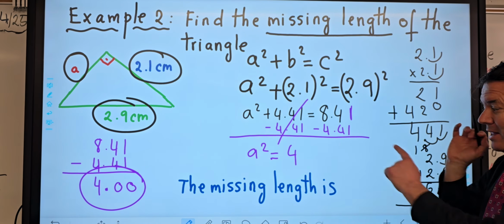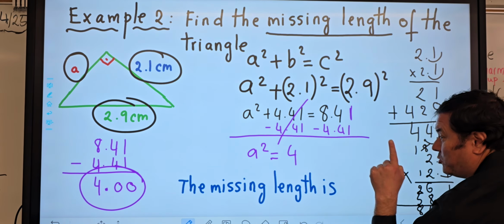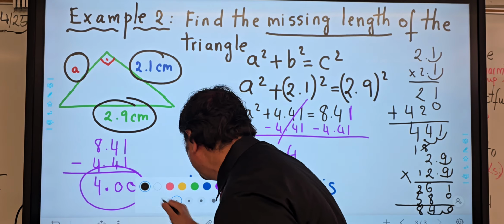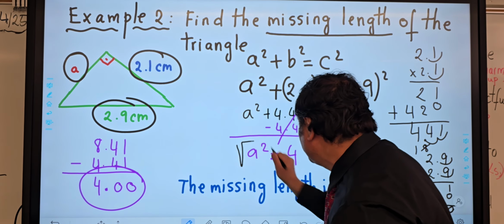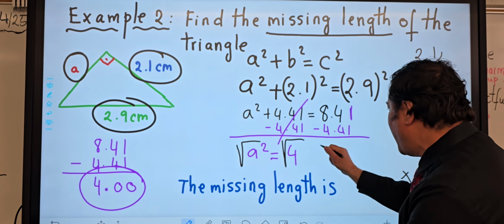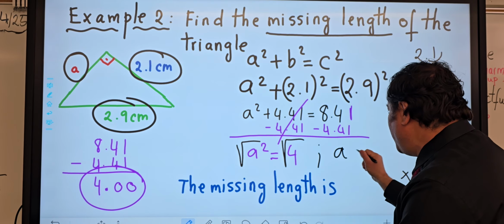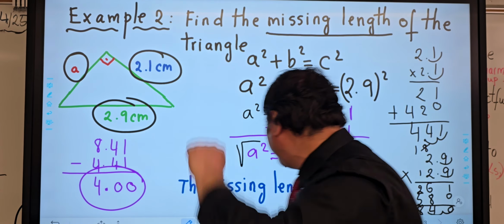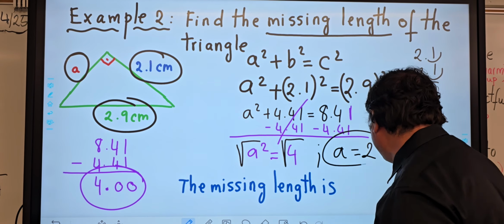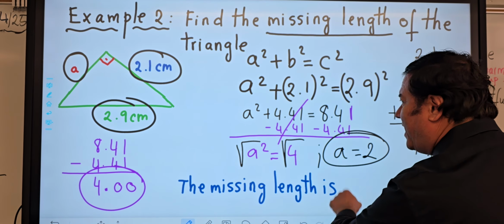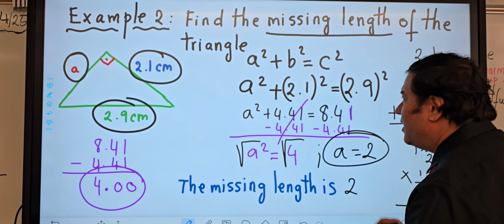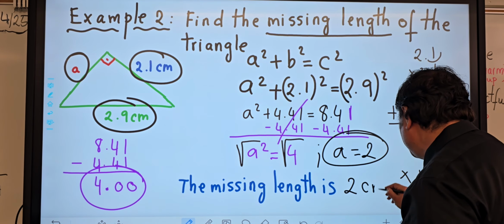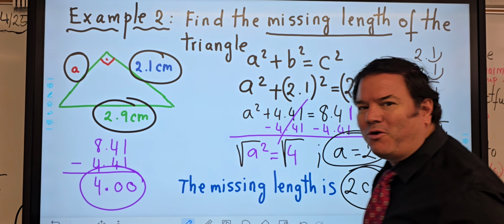And remember, we're not done yet because now we need to square root on both sides. Square root here, square root here. So we have A equals square root of 4 is 2. Right, exactly 2. So the final answer is 2. So the missing length is 2, and we call that centimeters. 2 centimeters, folks. That's it.